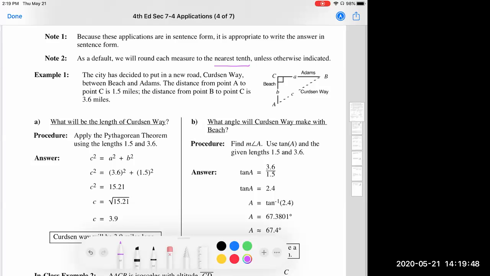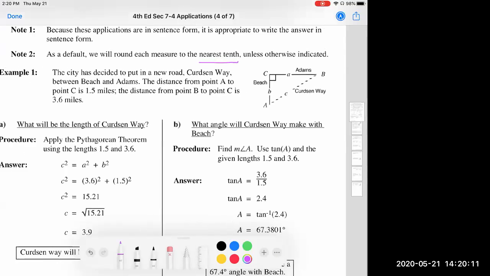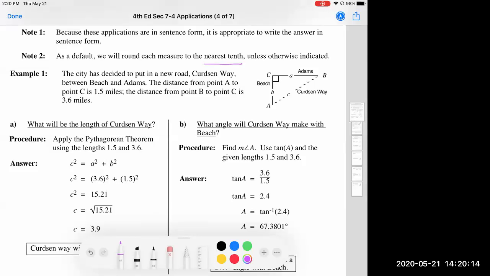Example 1, the city has decided to put in a new road, Curzon Way, between Beach and Adams. The distance from point A to point C is 1.5 miles. The distance from point B to point C is 3.6 miles. And we see an image right there. So let's go ahead and write down what we have. The distance from A to C is 1.5, and the distance from B to C is 3.6.